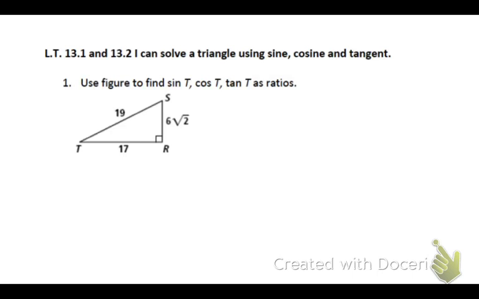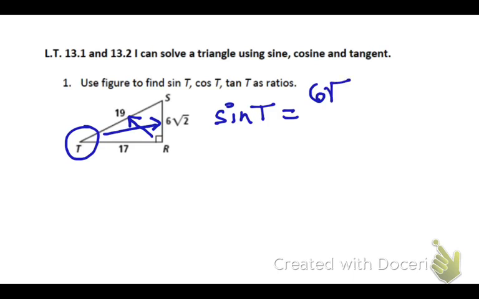All right, the first one here, we're just looking to write the ratios. So sine t, that is opposite over hypotenuse. So look to see where you are here. So this is t. Opposite would be straight across, and then hypotenuse is always straight across from the 90-degree angle. So sine is 6 radical 2 divided by 19. Again, that's opposite over hypotenuse.